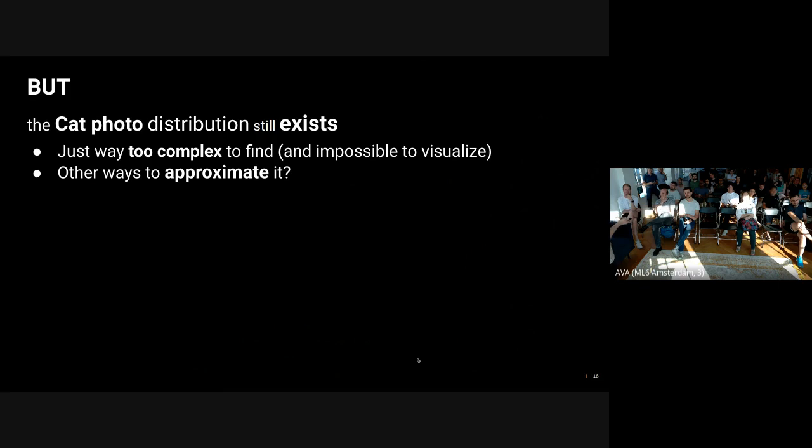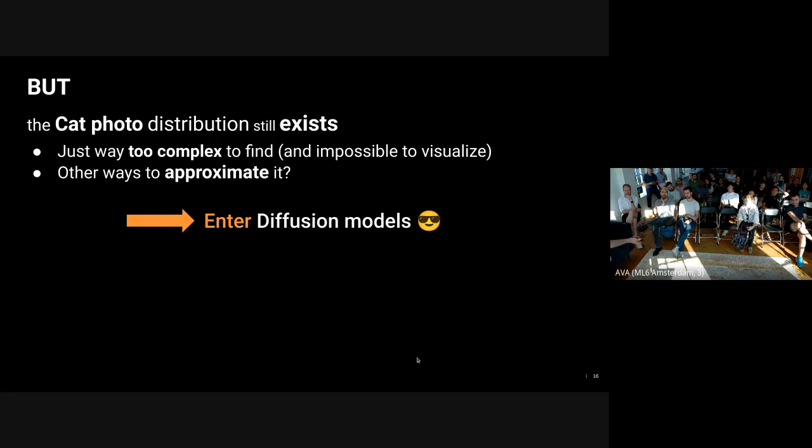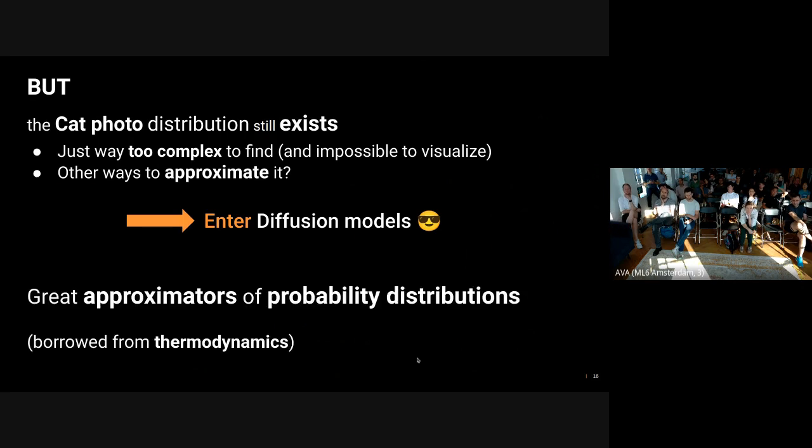Maybe we have found ways to approximate very complex distributions, and we have, of course, and that's where diffusion models come in. So the diffusion models, that's actually the only thing they are. They're really good approximators of probability distributions. And we stole them from thermodynamics, so that's like real science. So they're good. They're trustworthy.